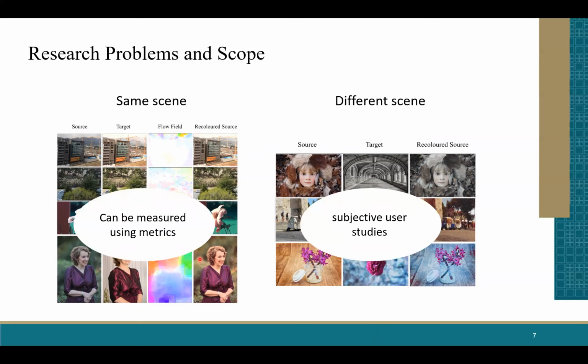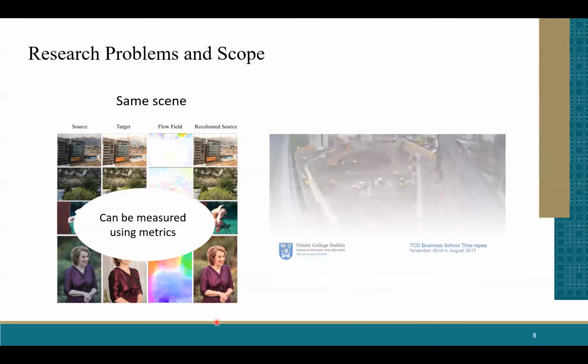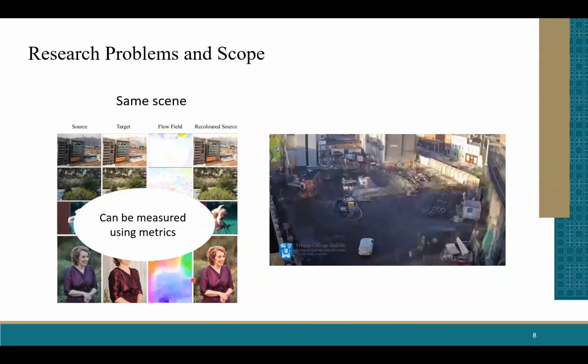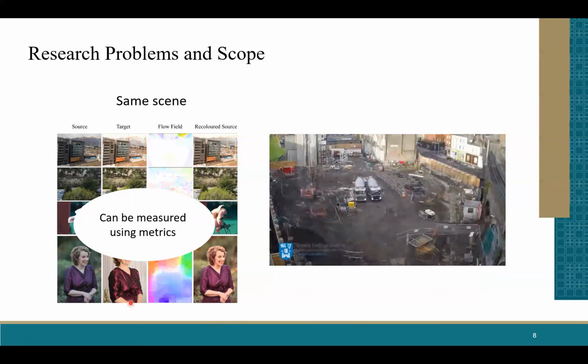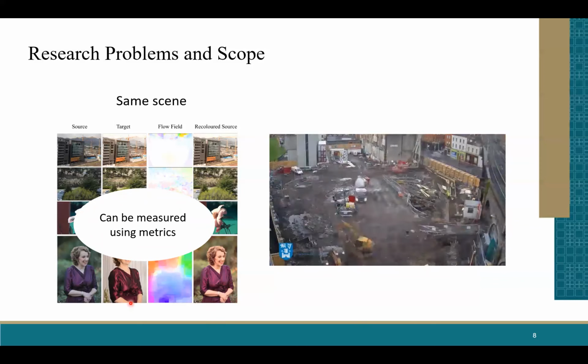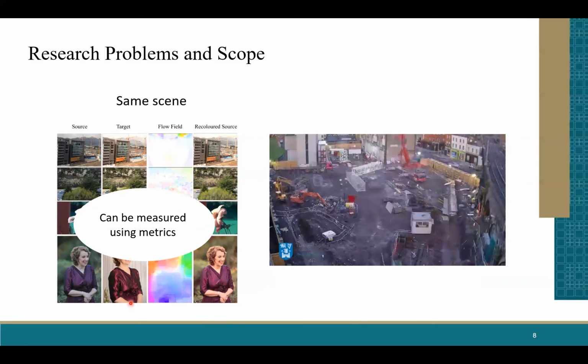So in the case of the same scene, the performances of the method can be measured using metrics. So we have metrics to measure the performances of algorithms. And in the case of different scenes, each method produces a different output style. So we need subjective user studies to evaluate the performances. In this thesis, we focus on color transfer between realistic images that exhibit overlap scene, where pixel correspondences are available to guide the color transfer process.